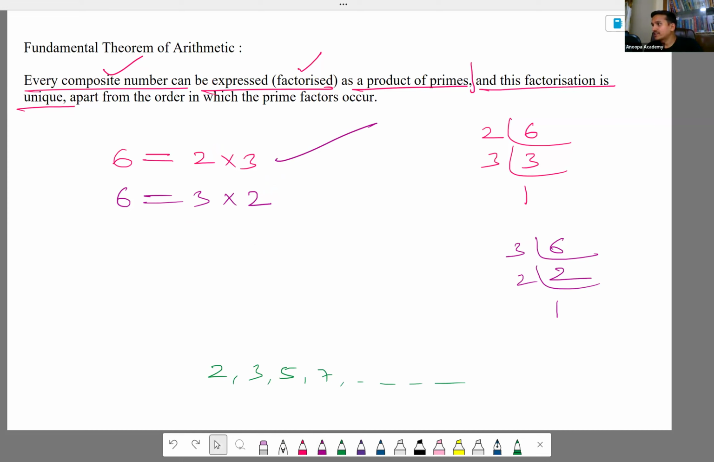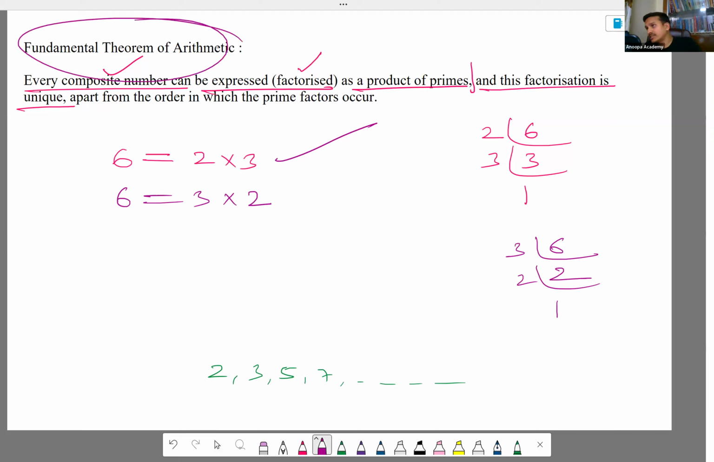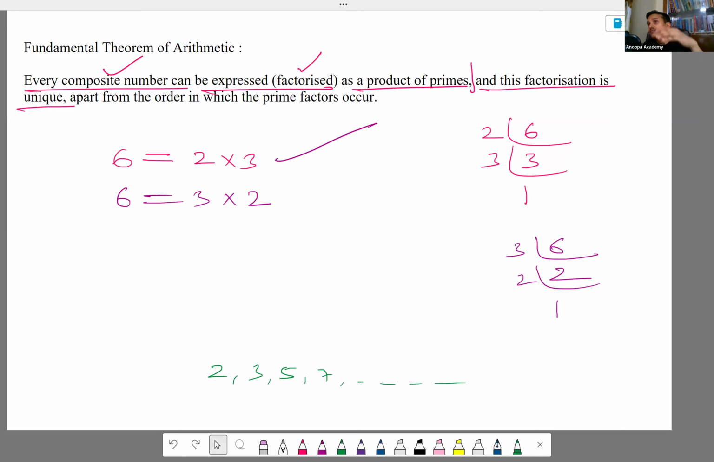Perfect. Now we are going to make use of this fundamental theorem of arithmetic, which is nothing but the prime factorization, and find the HCF and LCM, and that is only there in our syllabus. So let me take one example.